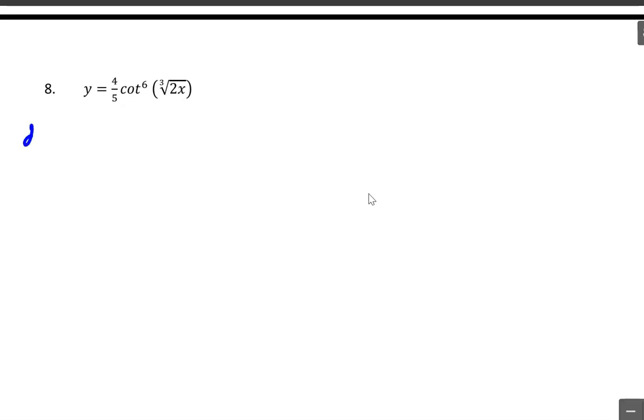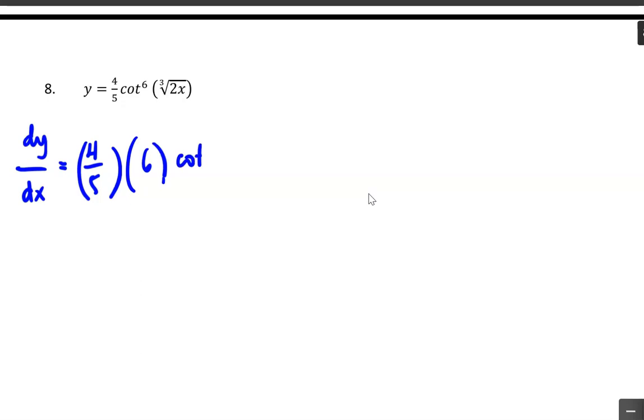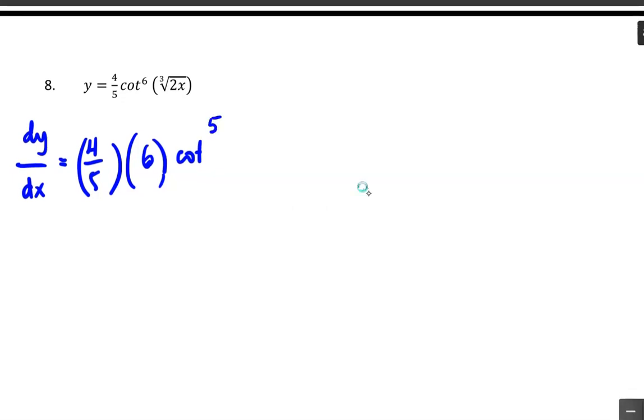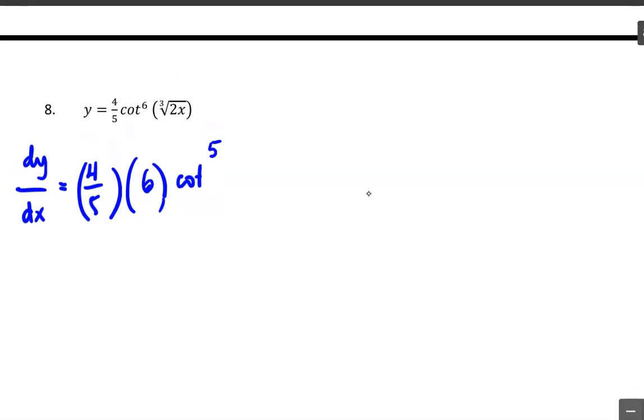So then I will write dy over dx equals 4 over 5 times 6. At the same time, I take 1 away from that exponent, so it will become cotangent to the exponent 5. And right after, you rewrite the exact argument again, cube root of 2x. So I will make a note for everyone here. This is my power rule.